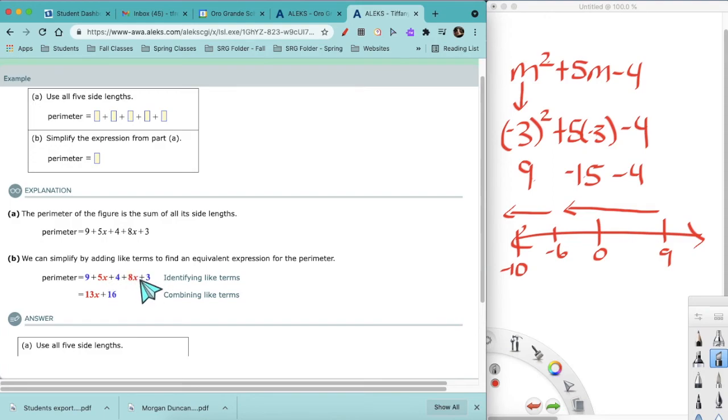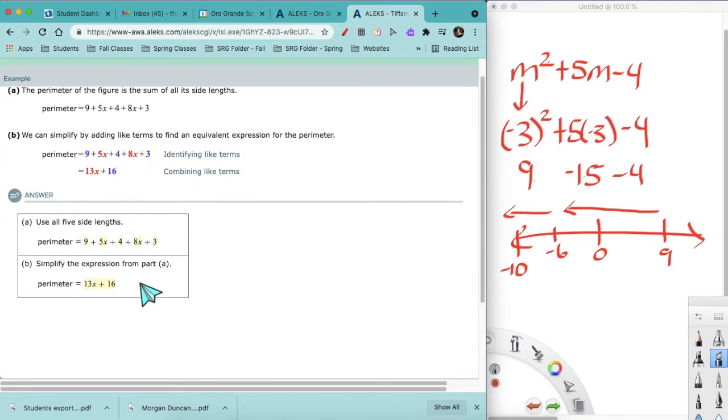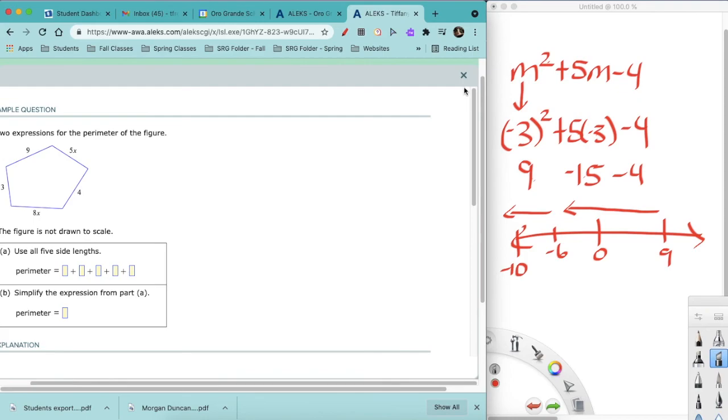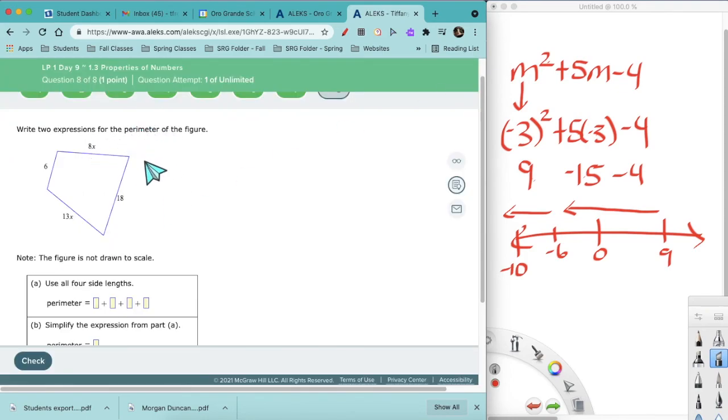So with this one, the big thing is if you didn't know or you couldn't remember what to do with perimeter, you definitely either want to look at the example or look it up. What does that mean? So that you can complete this problem.